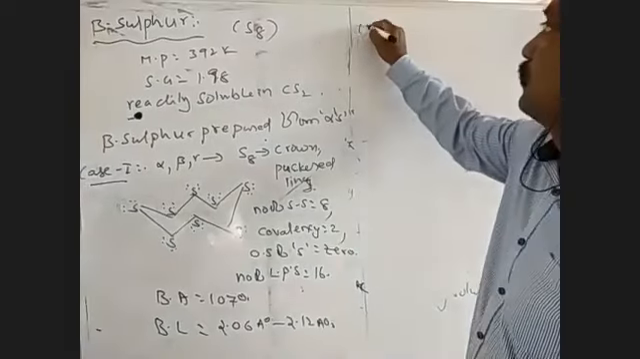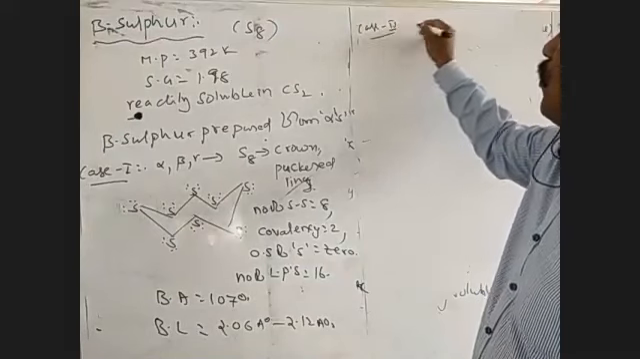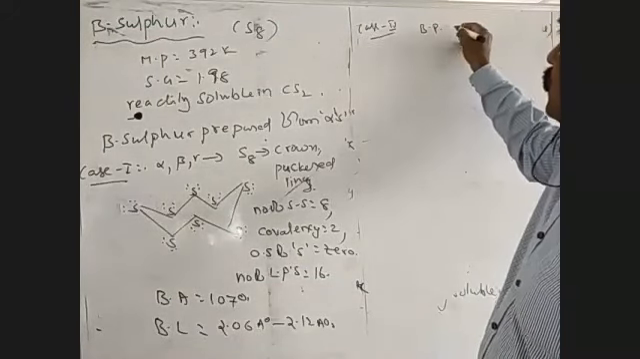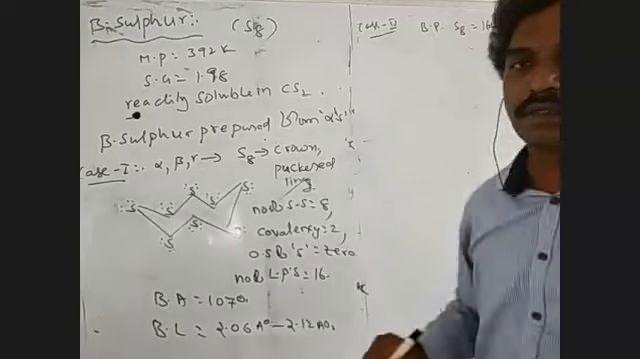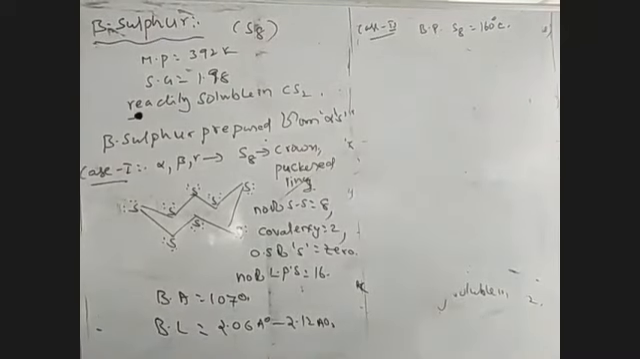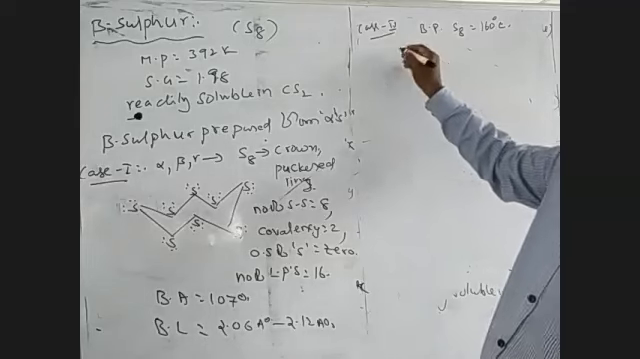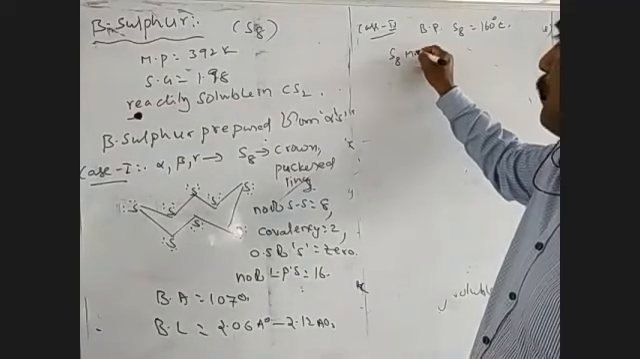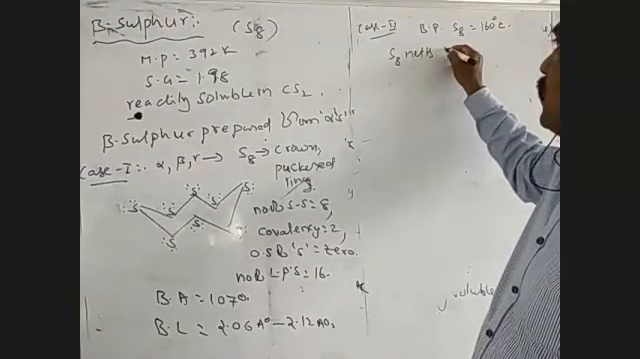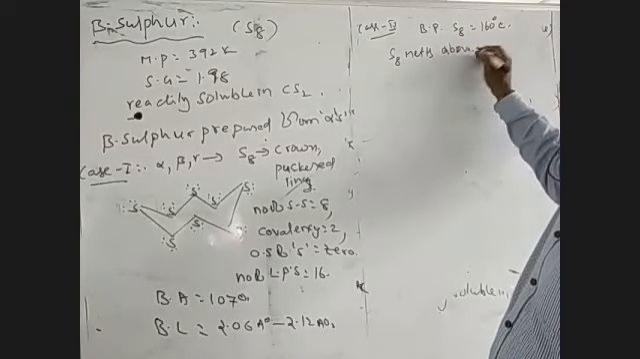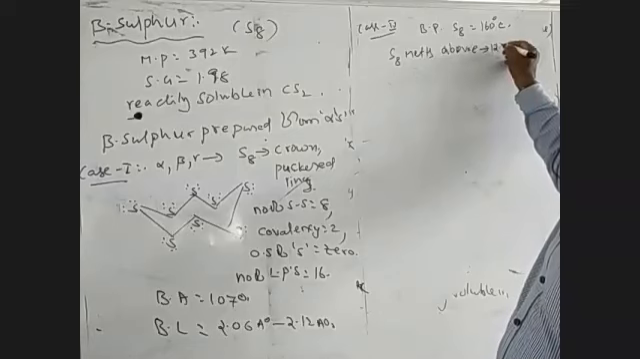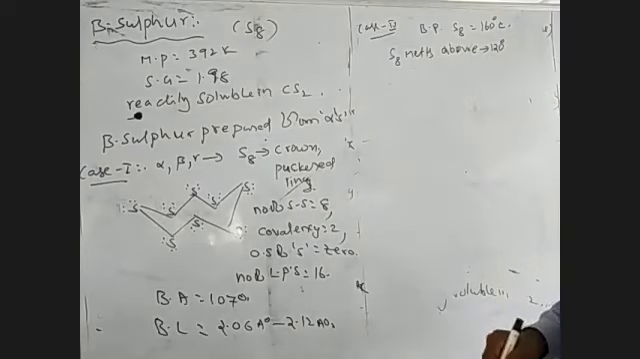In case 2, the boiling point of S8 units is 160 degrees centigrade. But S8 units melt above 120 degrees, that is 119 degrees.